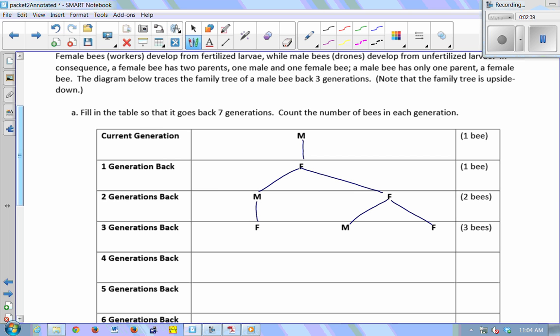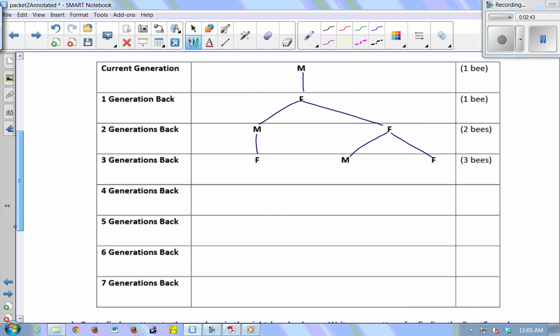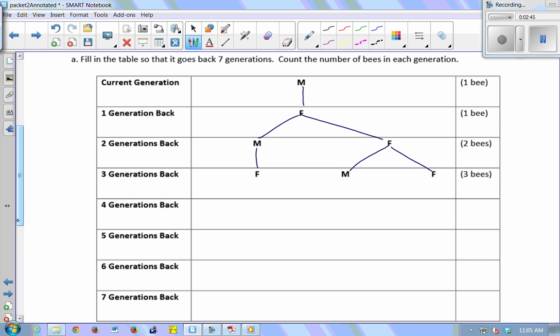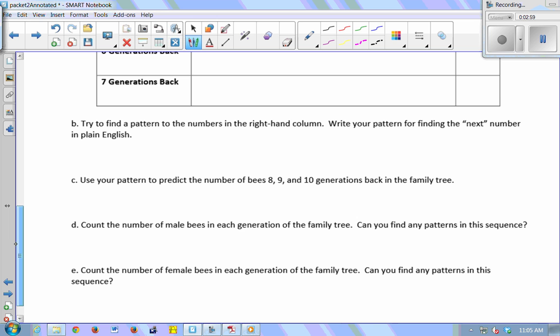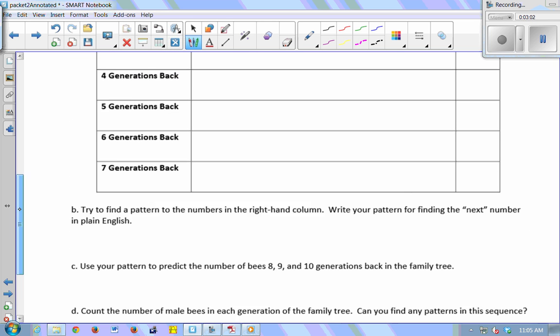So I want you to continue to trace back this family tree 7 generations. And on the right, keep count of how many bees there are in each generation. So we have 1, and then 2, and then 3. Keep track of that as you go. And then once you fill out the chart, answer these questions at the bottom. You can discuss in your groups.